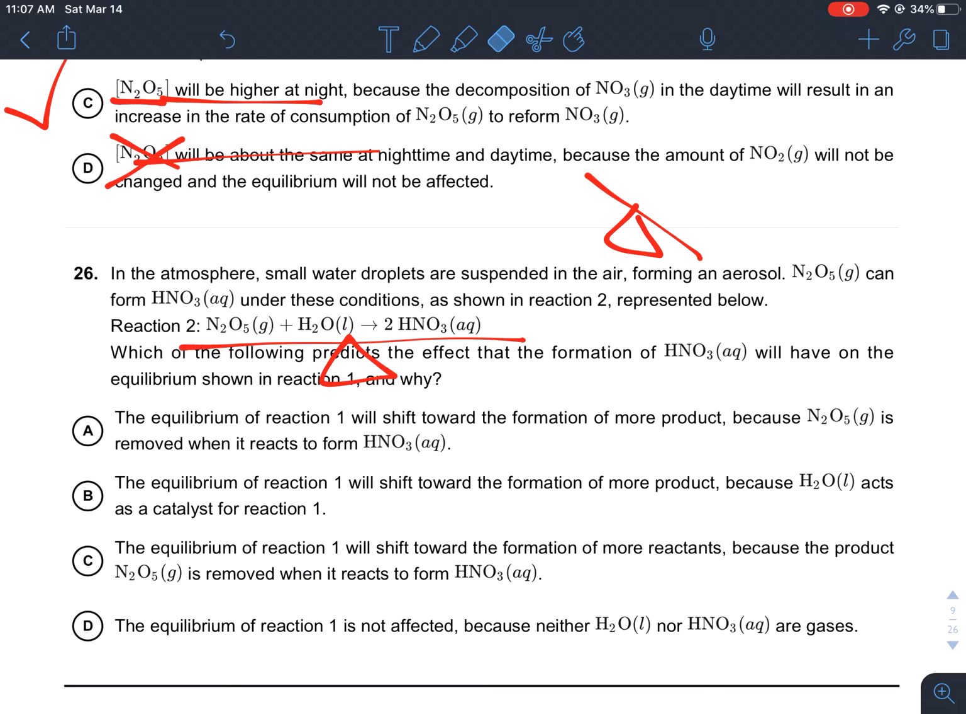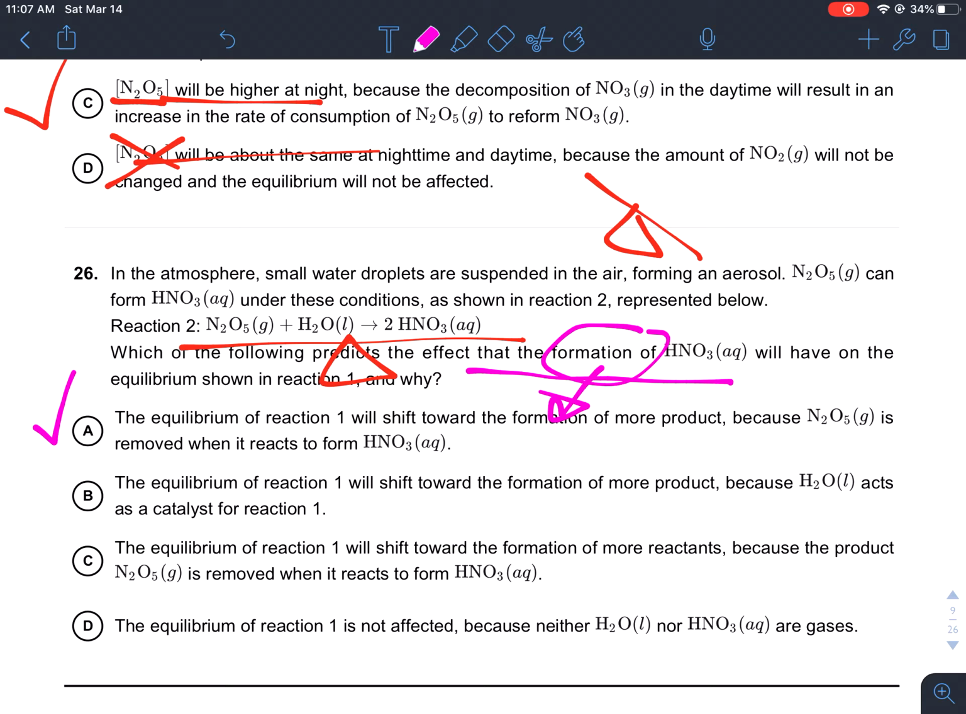Sorry, I'm getting confused on my logic here. Well, I'm confused. The equilibrium reaction will shift. The answer is A. The equilibrium reaction will shift toward the formation of more product. Why would it form more product if we formed product? I guess because N2O5 is removed when it reacts to form HNO3. Well, yeah, duh. I guess the answer is A.